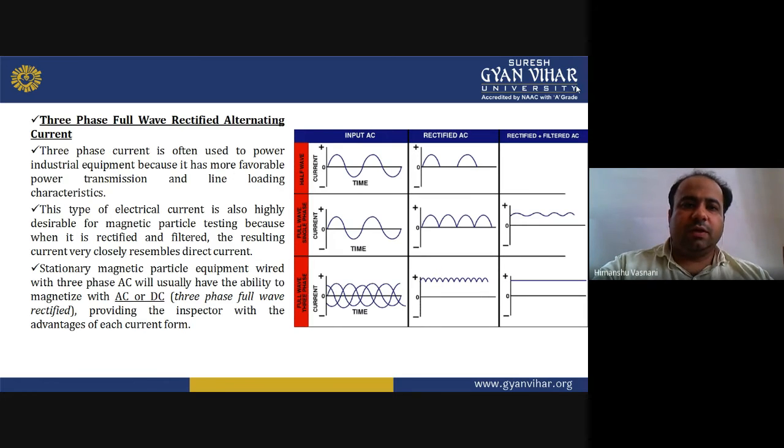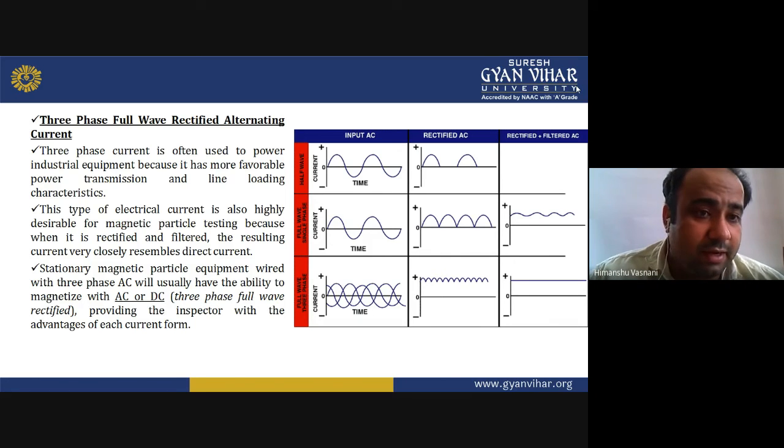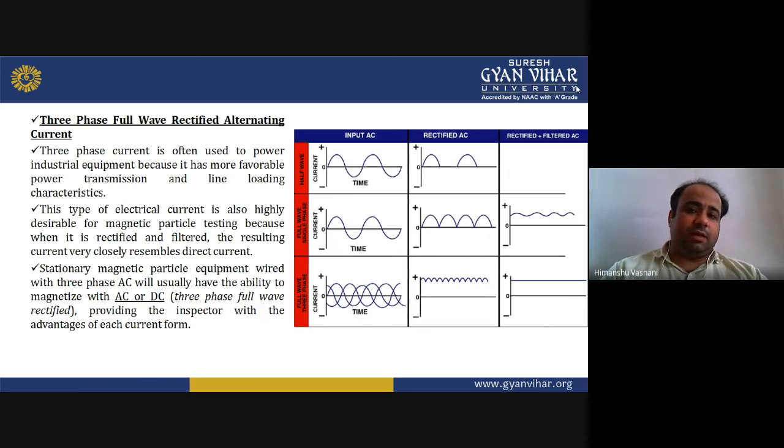So in this way, now the three-phase full wave rectified alternating current. The three-phase current is often used to power industrial equipment because it has more favorable power transmission and line loading characteristics. Now this is more of an industrial use.